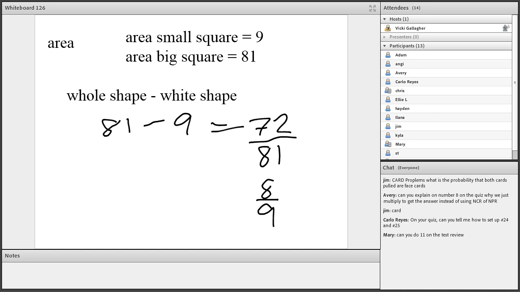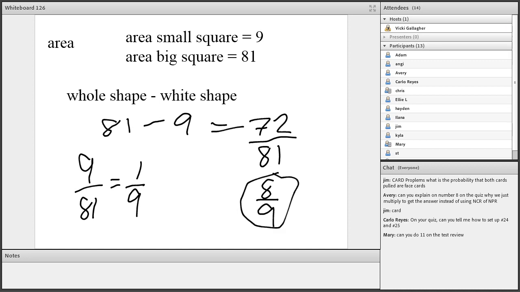For 25, there's 2 different ways that you can do it. So 25 says, what's the probability of landing in the white region? So then you just put the white area, which was the small square, the 9, over the total area, which was the 81. And that simplifies to 1 over 9. Or the other way you could think about it is the white square and the shaded part together makes up the whole picture. And so if the shaded part was 8/9, then the other part has to be 1/9 to make one whole picture, because 1/9 plus 8/9 equals 1. So that was 2 different ways that you could have figured out number 25. Number 25, again, the final answer is 1 over 9.